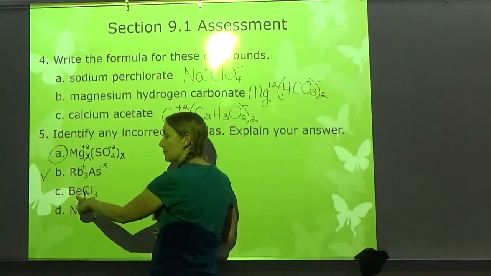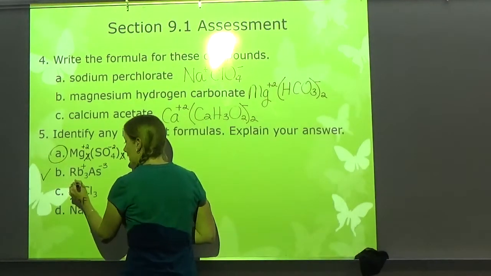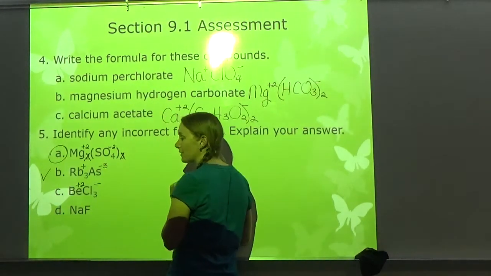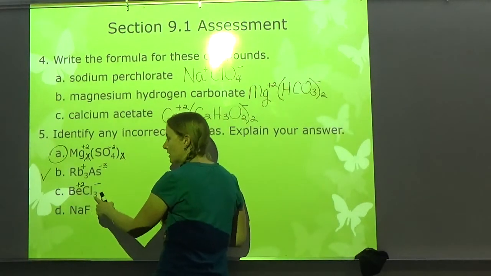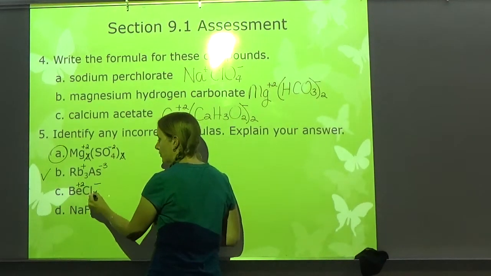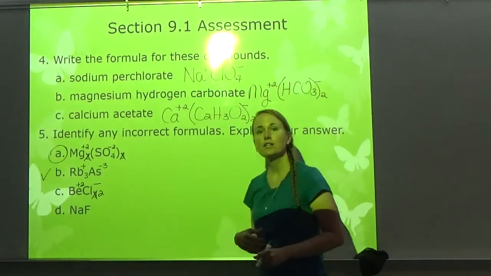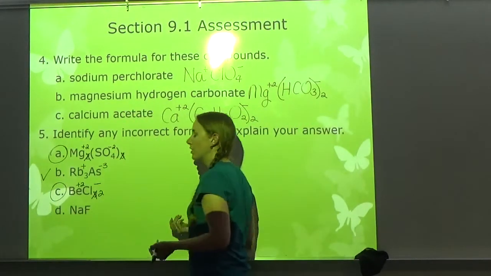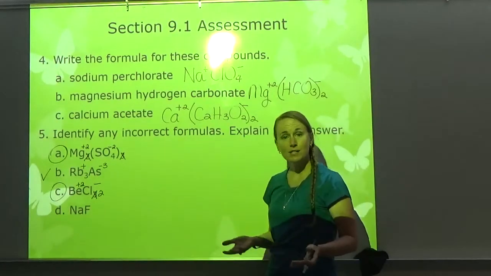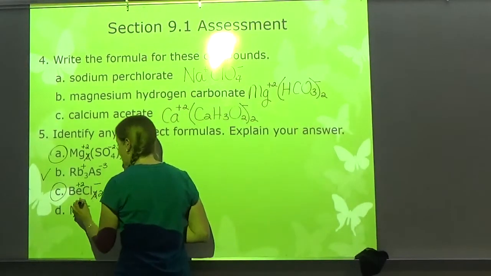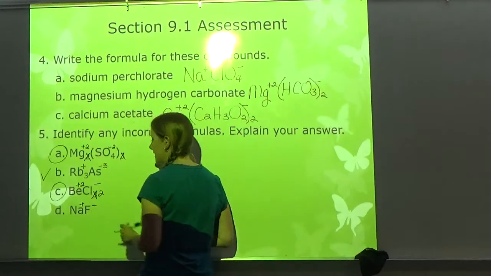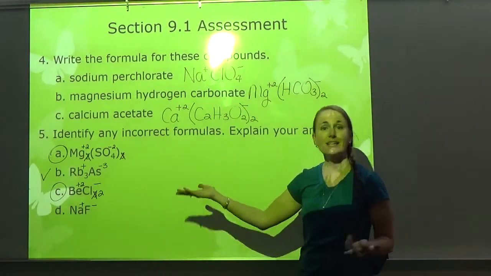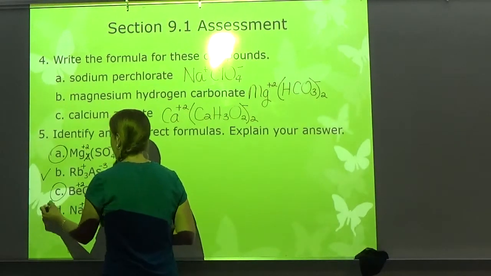Alright, for part C, beryllium is in group 2, so it has a positive 2 charge, and chlorine is in group 17, so it has a negative 1 charge. So what should have been crossed down here is not a 3, it should have been a 2. So for this one, it was incorrect because they clearly crossed the wrong number down. And then for part D, Na, sodium, is positive 1, and fluorine, or fluoride, is negative 1. So we don't need to cross anything, so that would be the correct formula.